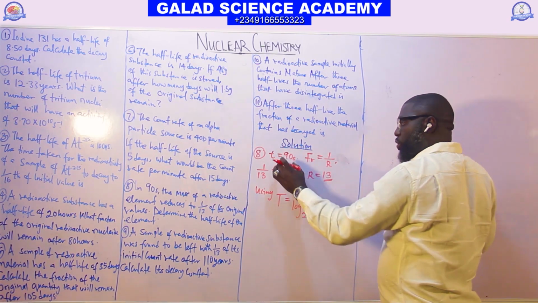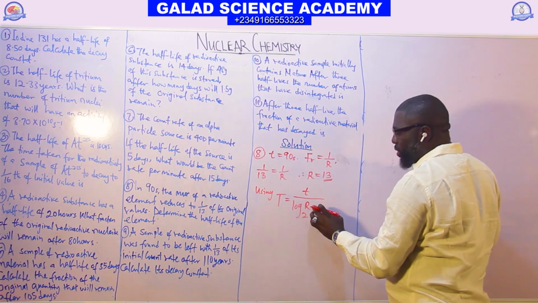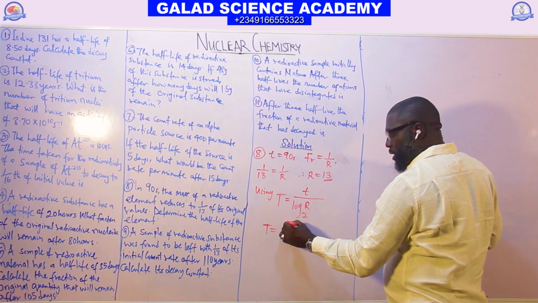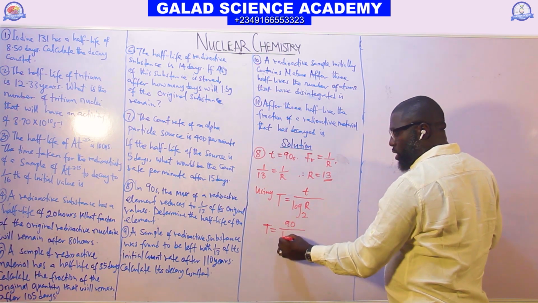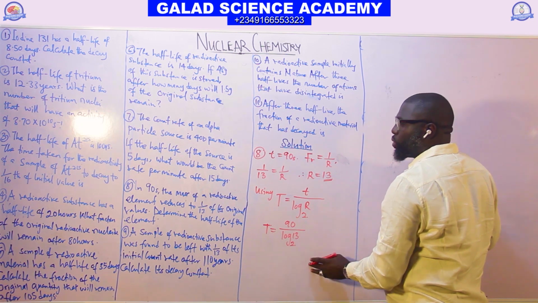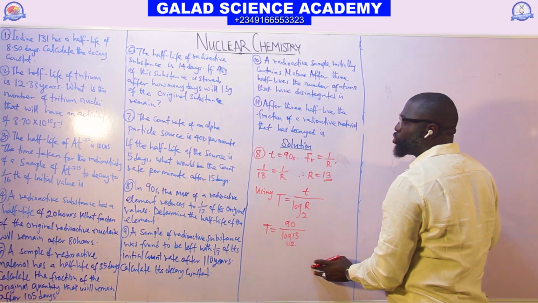Applying this, we have known our R. By putting it there, the T will be equal to 90 into logarithm of 13 to base 2.